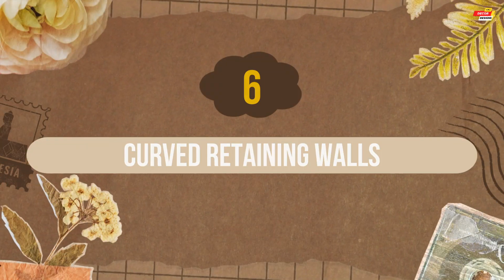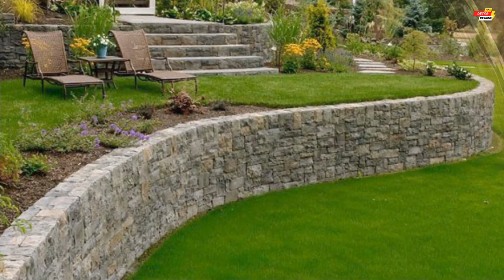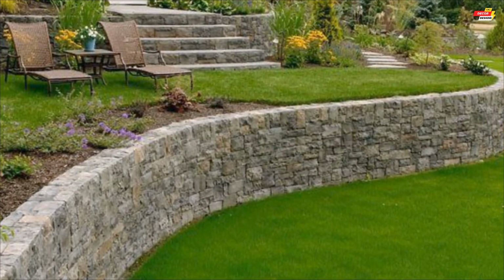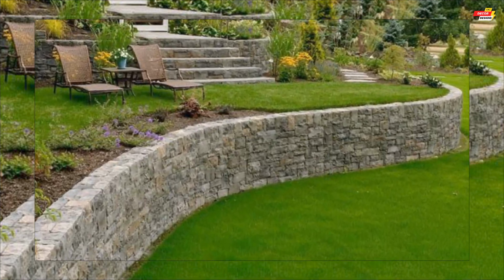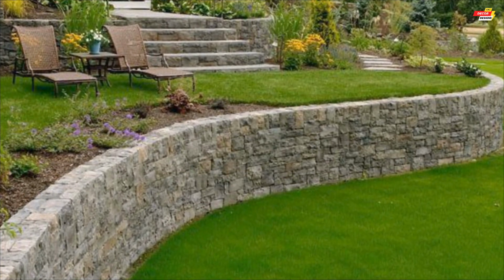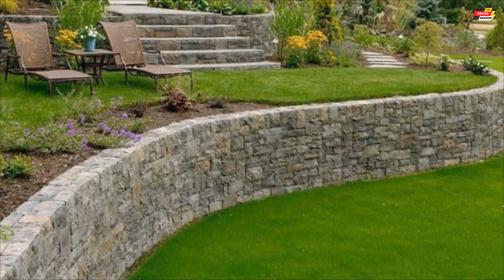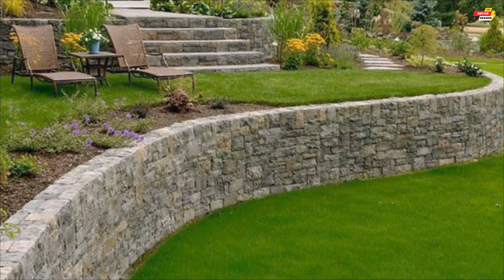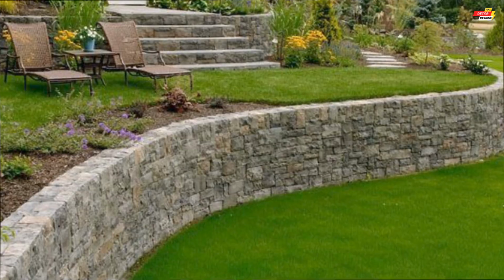6. Curved retaining walls. Instead of traditional straight walls, opt for gentle curves that follow the natural contours of your landscape. This design adds a sense of flow and movement to your backyard, creating a more organic and inviting atmosphere. Curved walls can define different garden areas or pathways in an elegant way.